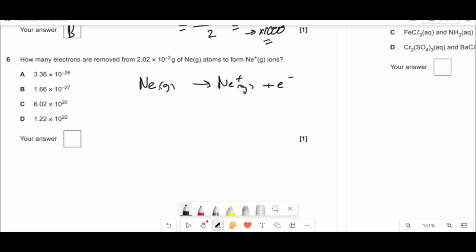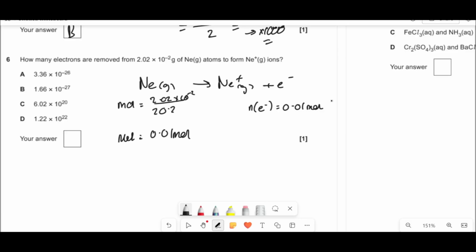So we need to work out, first of all, the moles of this gas, because remember the moles can then help us find out how many of things we've reacted. If we look at this, the moles of the gas is going to be 2.02 times 10 to the minus 2 divided by its Ar of Ne, so that's going to be 20.2. So the moles of this is going to equal 0.01 moles. So that means we're going to have 0.01 moles of electrons.